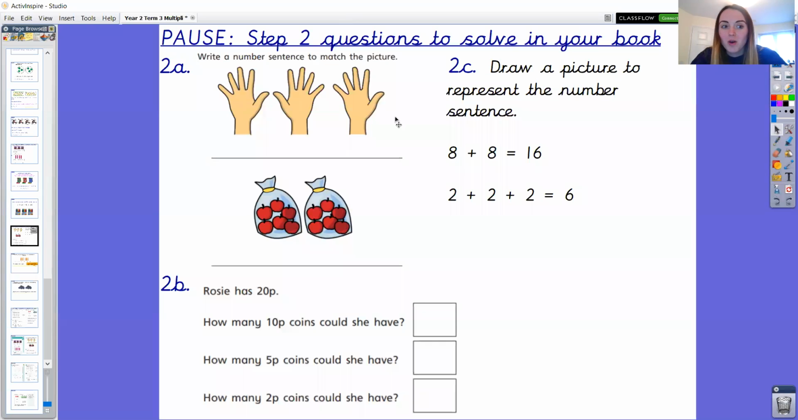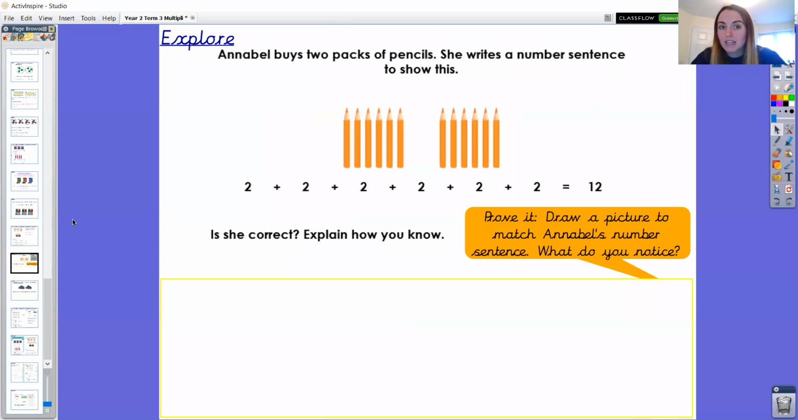Well done, Year 2. We're going to move on to exploring step 3 together now, and we're going to be practicing explaining our mathematical thinking and also approaching a problem which might have more than one step. So first of all, Annabelle buys 2 packs of pencils. She writes a number sentence to show this. 2, add 2, add 2, add 2, add 2, add 2 equals 12. Is she correct? Explain how you know.